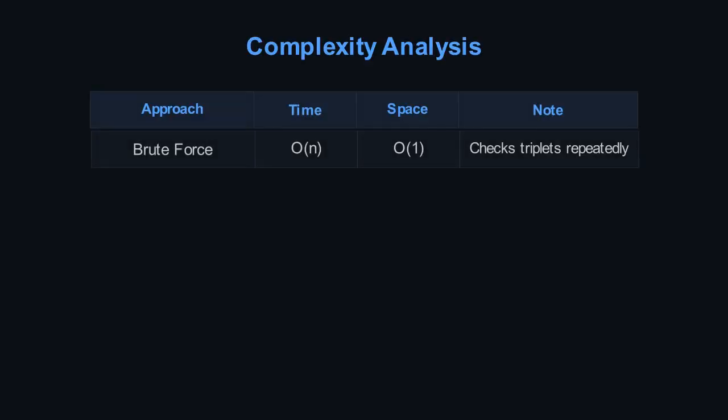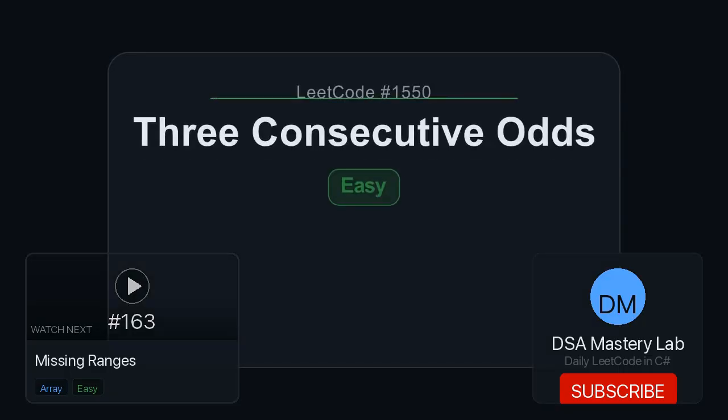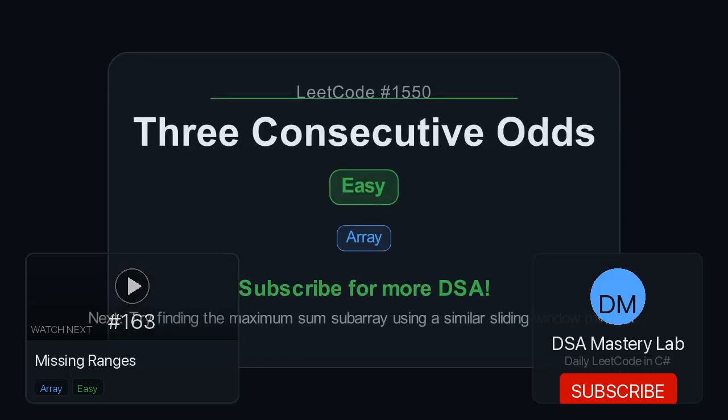This optimized approach runs in big O of n time because we iterate through the array once. The space complexity is big O of 1, constant, as we only use a single counter variable. This pattern is highly applicable to many array-based problems. Try the next problem, which involves finding the maximum sum subarray, using a similar sliding window mindset.